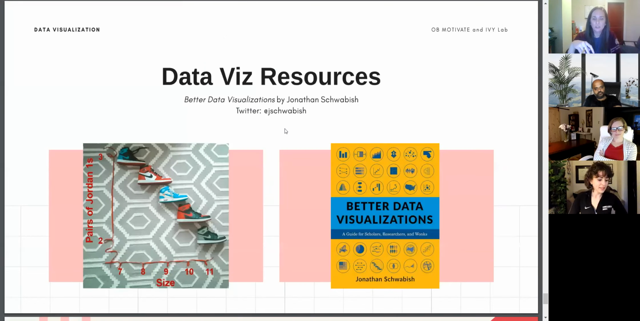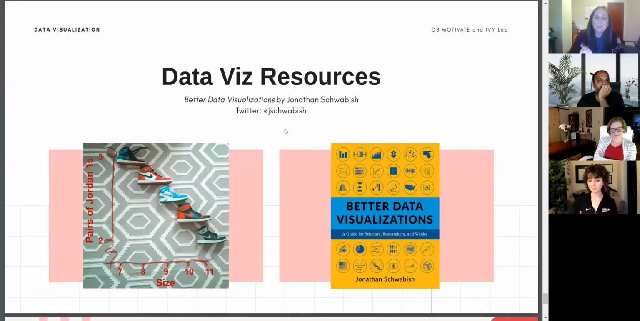So if y'all are interested in learning more, I have this book right here, actually. My book by John Schwabish. He is an economist at the Urban Institute, and he also teaches how to give presentations, how to design data visualizations, and he is excellent at it. And this book came out last year. It's a guide for scholars, researchers, and WOCs. So I think that includes all of us.